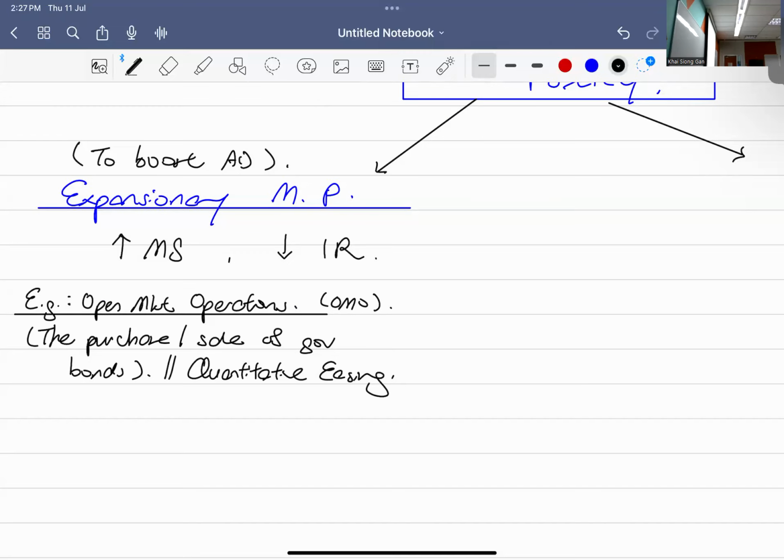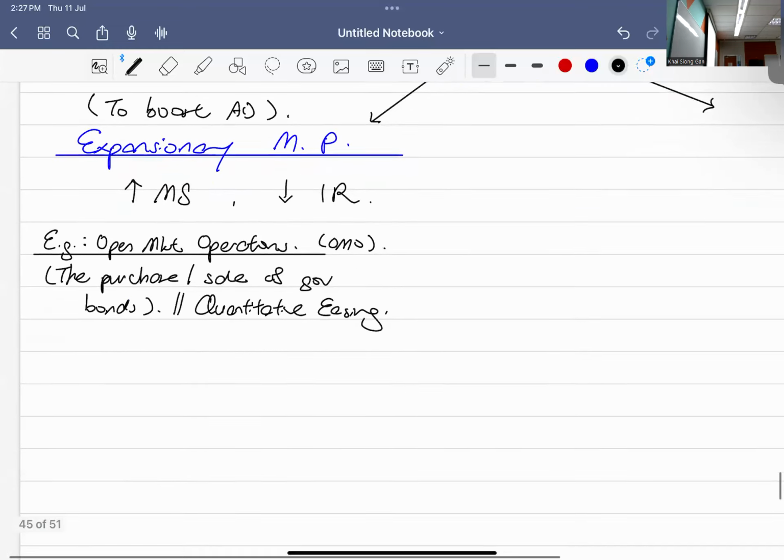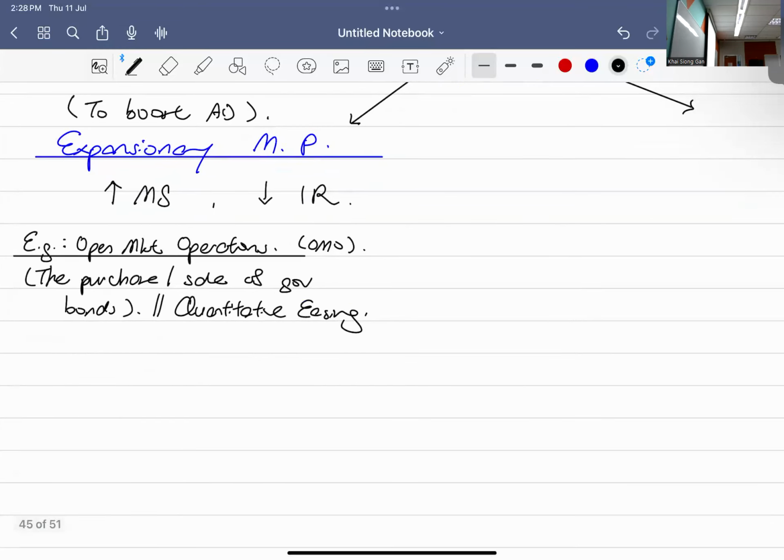Now, how does that work? Let me give you an example. Let's talk about money supply first. Let's say now we have a central bank. This is a central bank. And these are the normal banks, as in the commercial banks that we go through in our daily life.